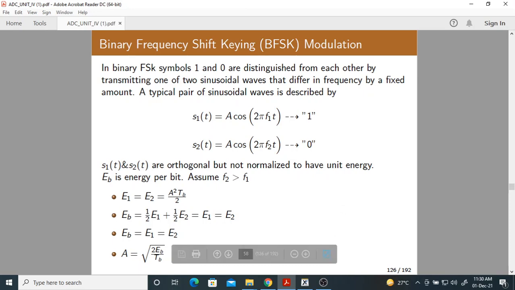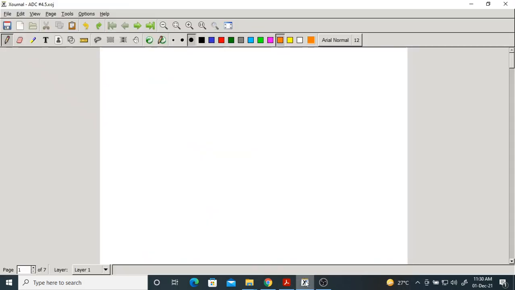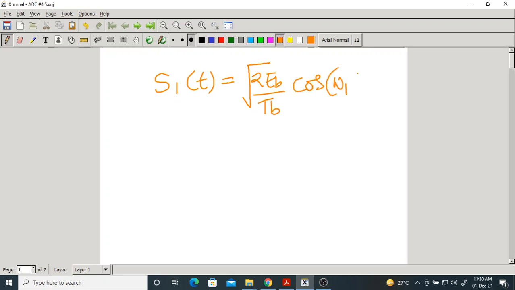In the last class we started with another binary modulation scheme, namely BFSK, binary frequency shift keying, where we use different frequency waveforms for different symbols. So this is S1 of t, S2 of t. Since it is binary, we generate S1 of t as root 2EB by TB cos omega 1t. It is for symbol 1.